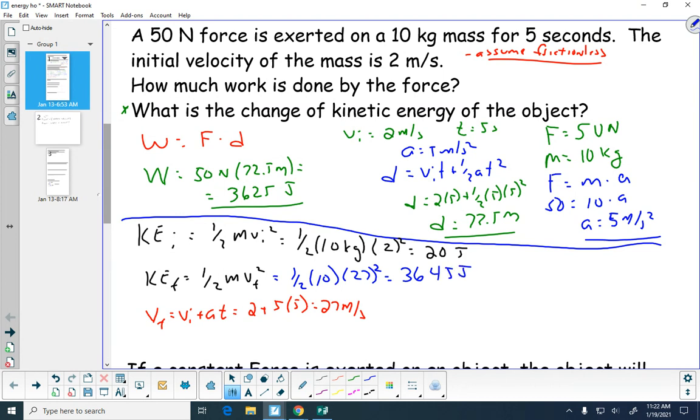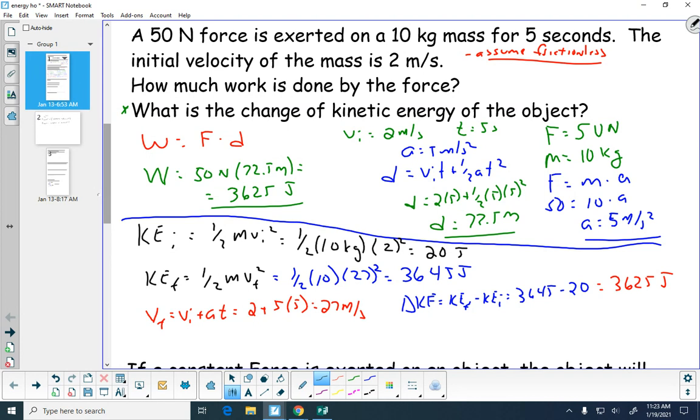3,645 joules. So if we find our change in kinetic energy, we have kinetic energy final minus kinetic energy initial. So we have 3645 minus 20. Nate, what's our change in kinetic energy? 3,625 joules.